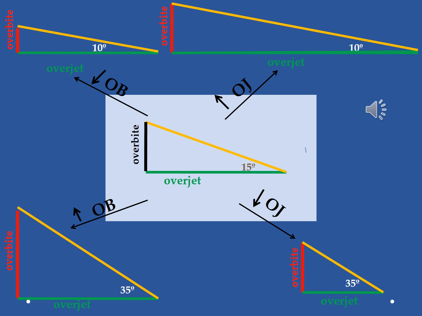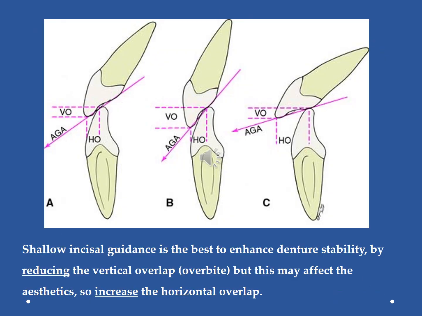If you look at the lower left side of the slide, if the overbite is increased while the overjet is fixed, the angle is increased, and if the overjet is reduced while the overbite is fixed, the angle is also increased. So the incisal guidance angle increases with increase in overbite and decrease in overjet.